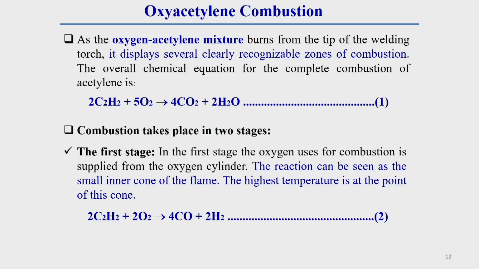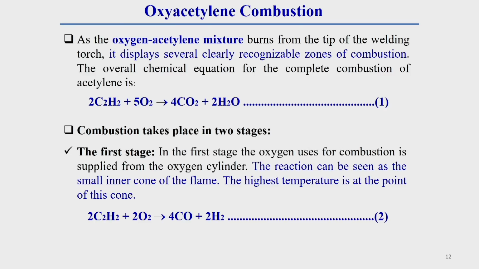Here, as the oxyacetylene mixture burns from the tip of the welding torch, it displays several clearly recognized zones of combustion. So, when the flame comes out from the oxyacetylene torch, that flame contains several clearly recognized zones of combustion. The overall chemical equation for complete combustion of oxyacetylene gas is represented in equation 1.